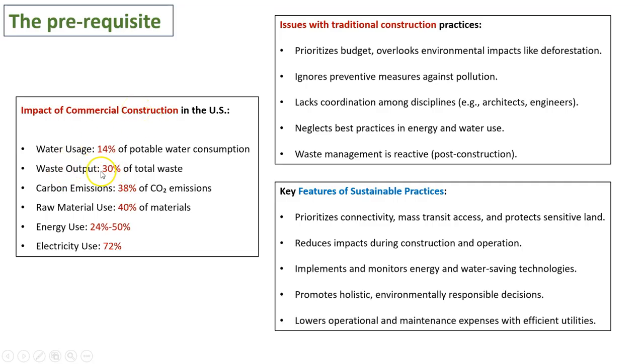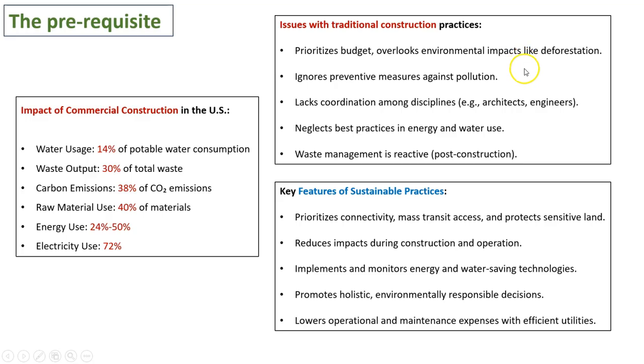And the waste accounts for 30% of the total waste generation. Carbon emission, 38%. Raw material use, which means natural resources and exploitation, 40% of the materials go to construction, especially commercial construction. Then energy use around 24 to 50% and electricity use 72%. When they say energy use, it includes electricity, gas and any other form of renewable and non-renewable energy resources.